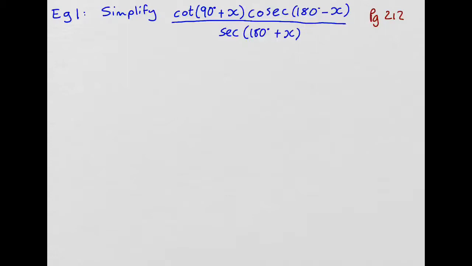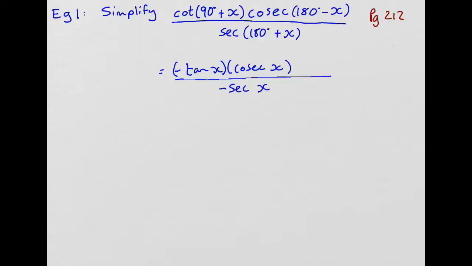Right, so cot of (90 plus x) is equal to negative tan x. And cosec(180 minus x). Now, 180 minus x is in quadrant 2, where sine and cosec are both positive. So cosec(180 minus x) then becomes positive cosec x. And sec(180 plus x) is in the third quadrant, where cos is negative, and therefore sec is also negative. So that'll be negative sec x in the denominator.